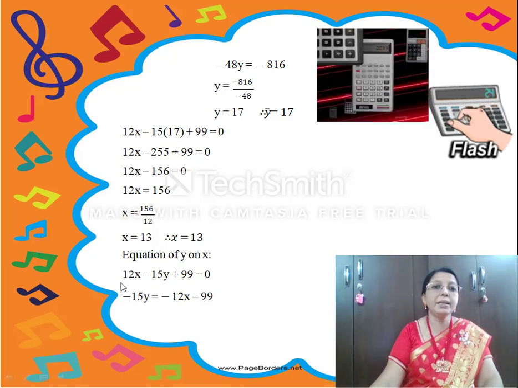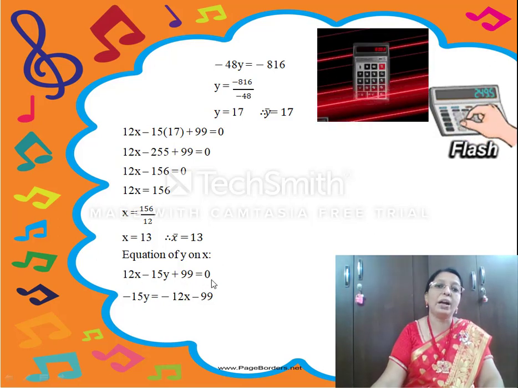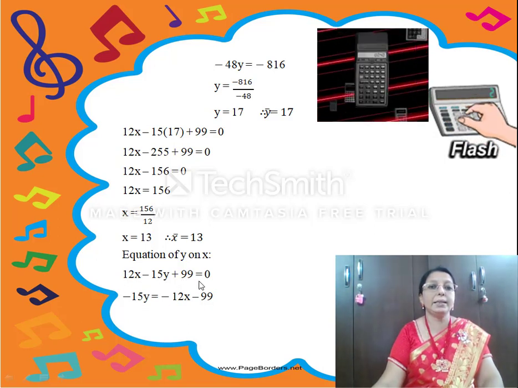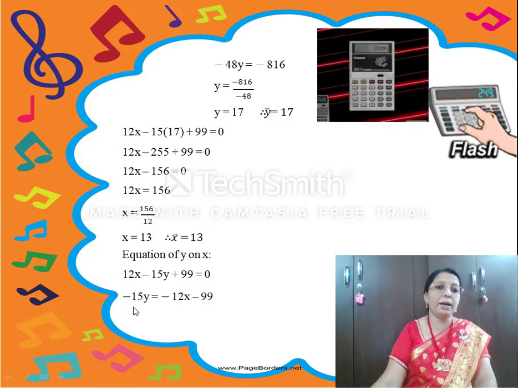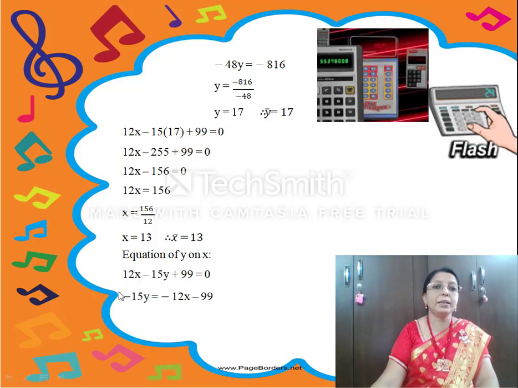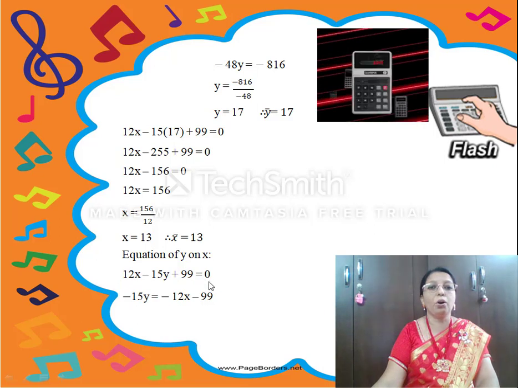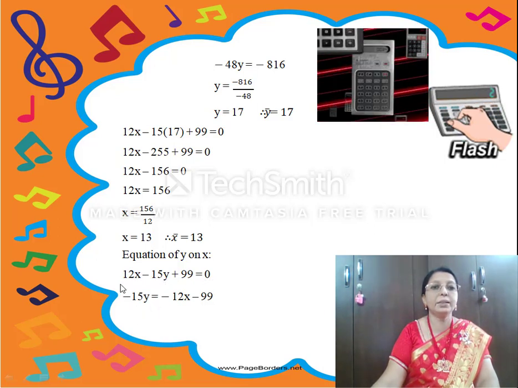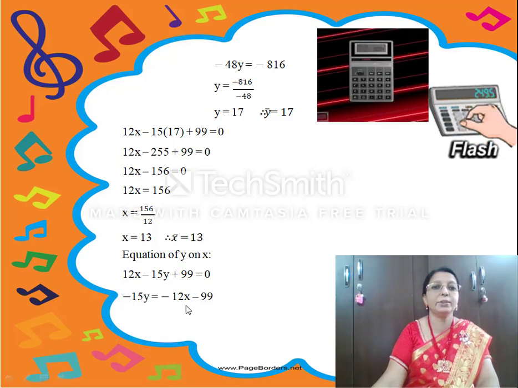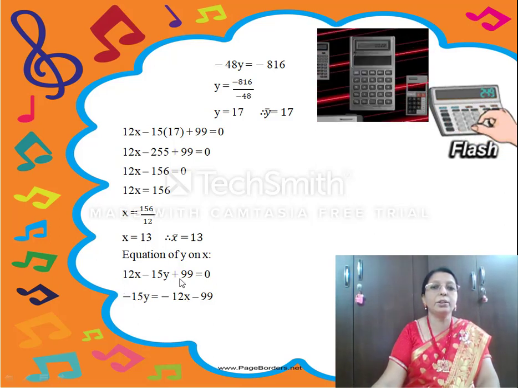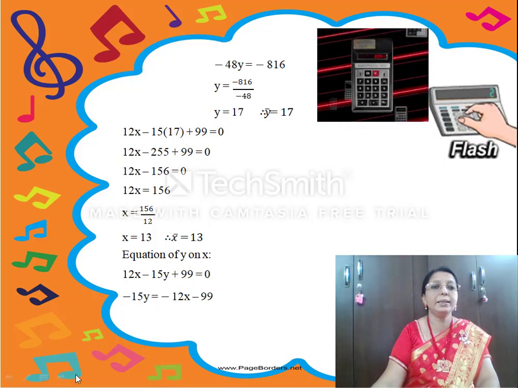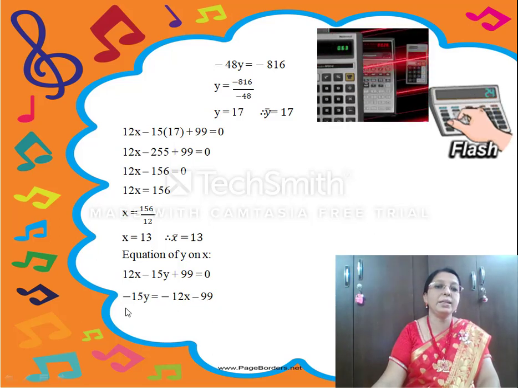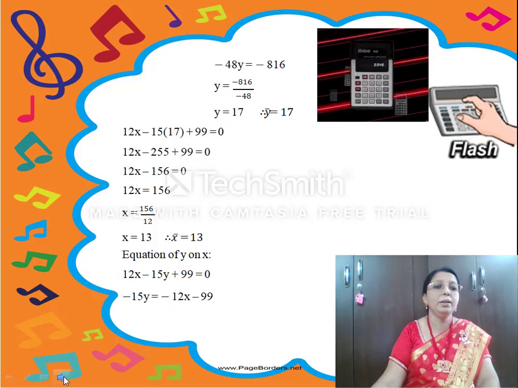So now, taking the first equation as y on x. So I've taken 12x minus 15y plus 99 equal to 0. Since it is y on x, I keep y on one side and take all the other values to the other side. So minus 15y is equal to 12x, which was plus, is taken the other side, minus 12x. 99, which is also plus, is taken the other side, so it is minus 99. Now all these are in minus, so you can easily remove the signs and make them all plus.